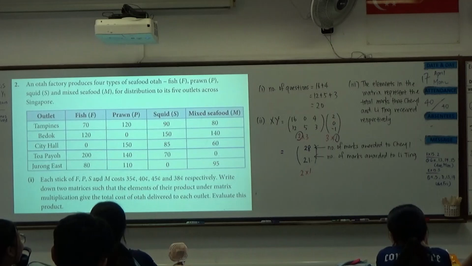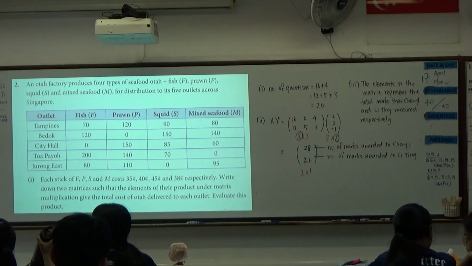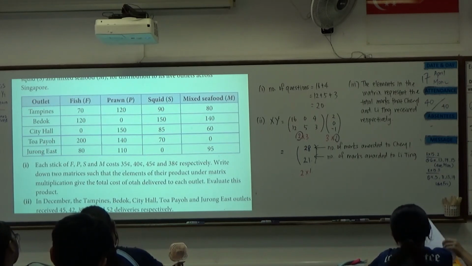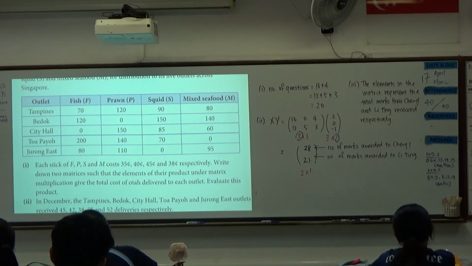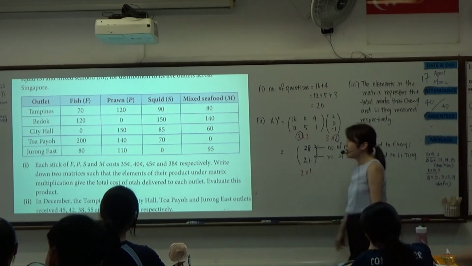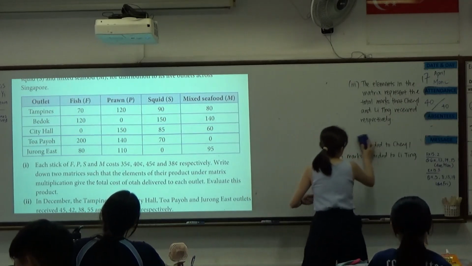So in this context, it says that an otah factory produces 4 types of seafood otah: fish, prawns, squid, and mixed seafood, for distribution to 5 different outlets: Tampines, Bedok, City Hall, Toa Payoh and Jurong East. And then in part 1, it talks about how each stick of fish, prawn, squid, and mixed seafood costs 35 cents, 40 cents, 45 cents, and 28 cents respectively. We want to write down two matrices such that the elements of their product under matrix multiplication give the total cost of otah delivered to each outlet. Then evaluate this product. So you need to be very clear about what the question actually wants in order to start thinking about how to form the matrix itself.